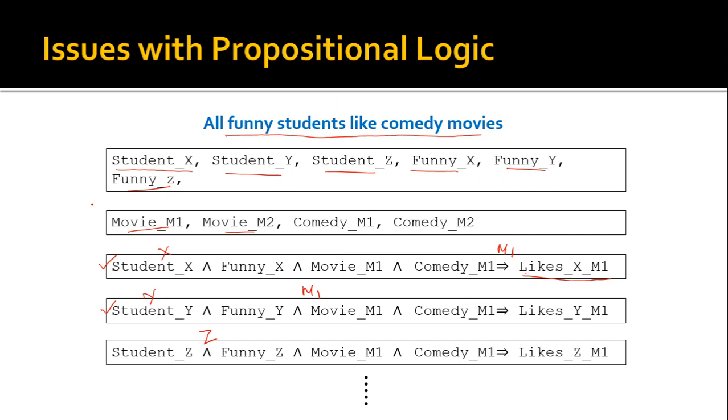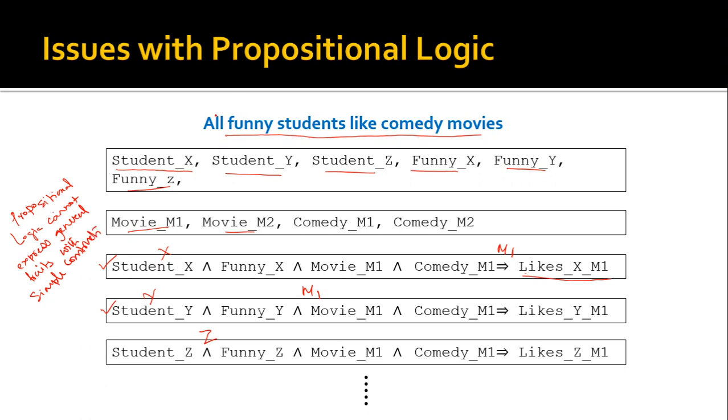So what is the takeaway from this example? The takeaway from this example is that propositional logic cannot express general traits with simple constructs.